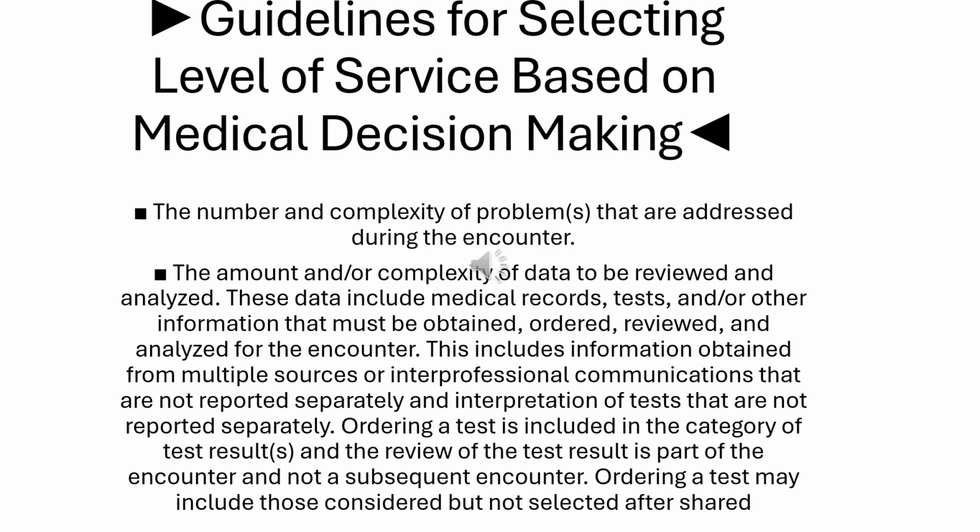So next one is the amount and the complexity of data. So for COVID, sometimes we need to check the X-ray, chest X-rays. We need to take some CT, ultrasound, like that. So this is the data. So the data to be reviewed means it will give one more point. So this is the amount and the complexity of data to be reviewed and analyzed.